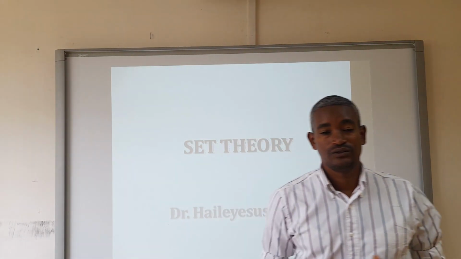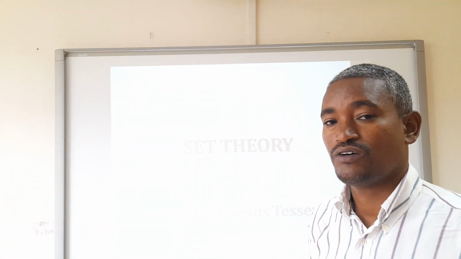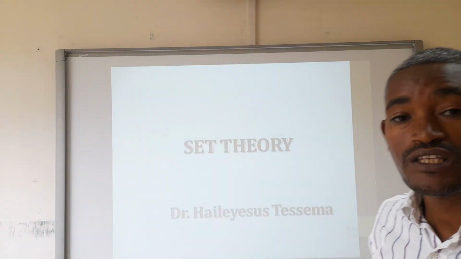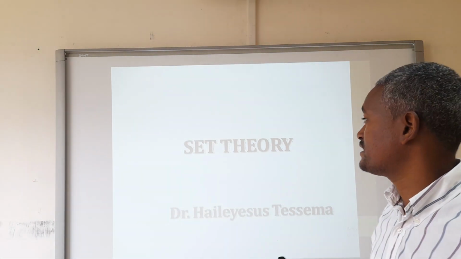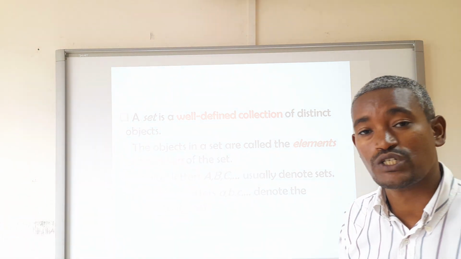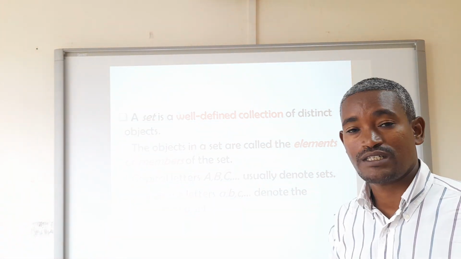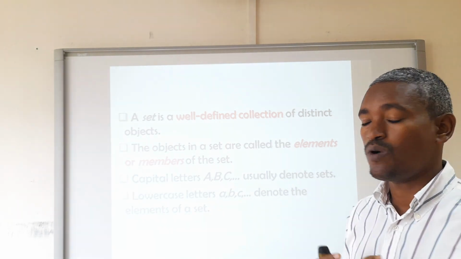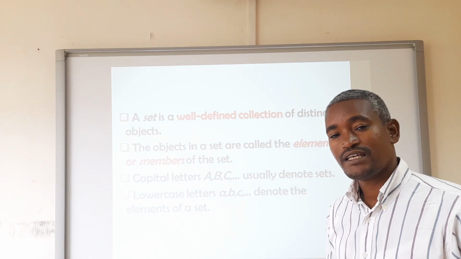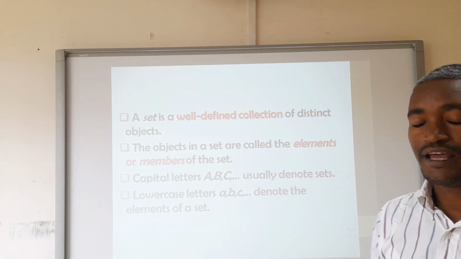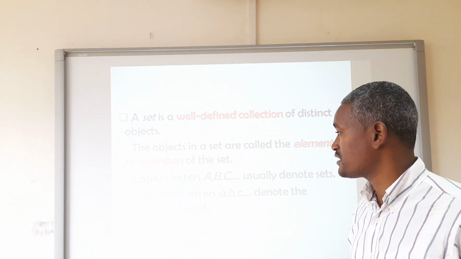Hello everyone, today we will continue our discussion to the next part of the first chapter of basic mathematics, which is about set theory. So let's continue with defining the set. Well, a set is just a collection of well-defined objects, and these objects in a set are said to be elements or members of the set. Mostly a set is represented by capital letters and lowercase letters represent the elements of a set.